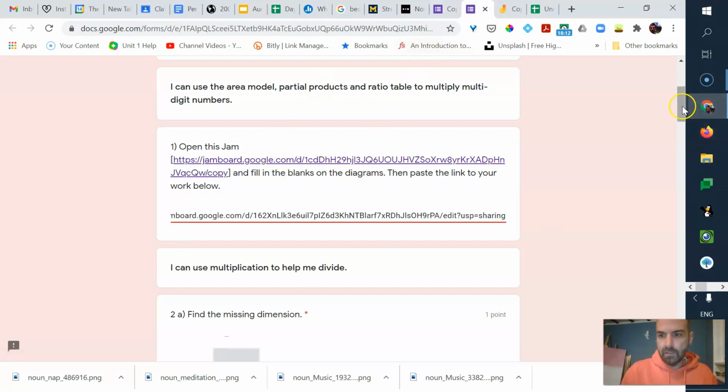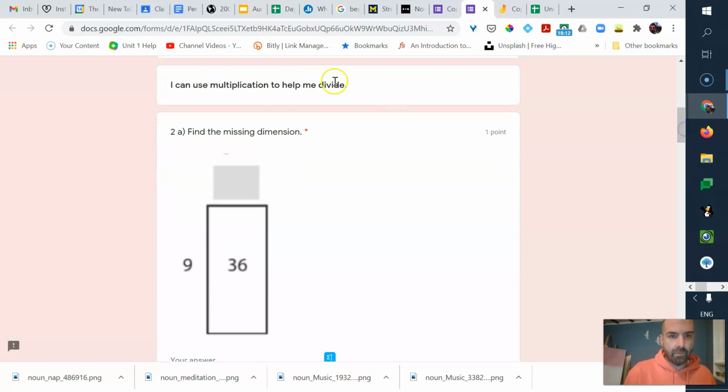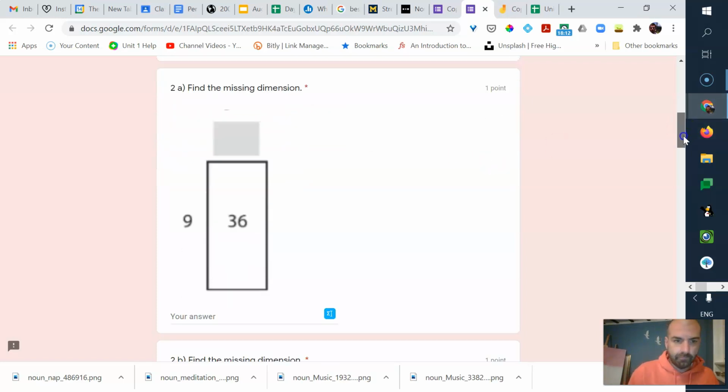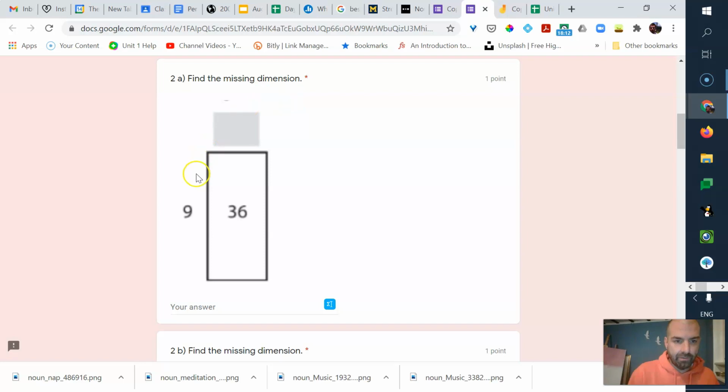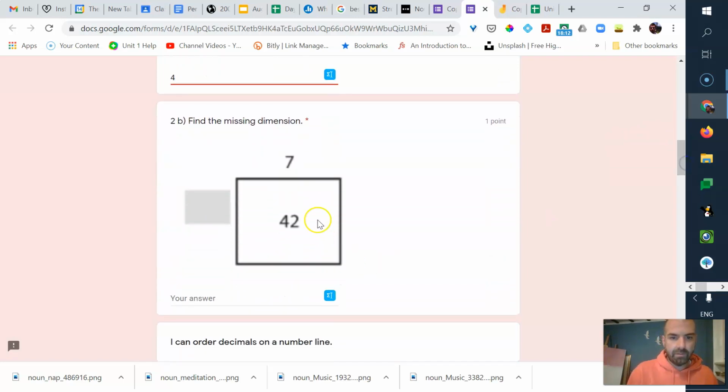All right. Next up, I can use multiplication to help me divide. Find the missing dimension. So 9 by something equals 36. So this could be 36 divided by 9, or 9 times something. That would be 4. Find the missing dimension. Same sort of thing. We have 42 in the middle. So 7 times something equals 42. Or I can think about this as 42 divided by 7. That equals 6.